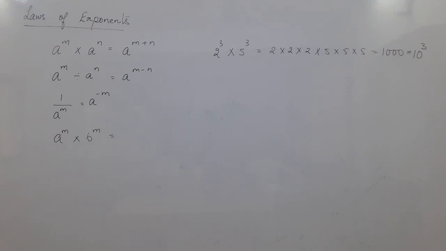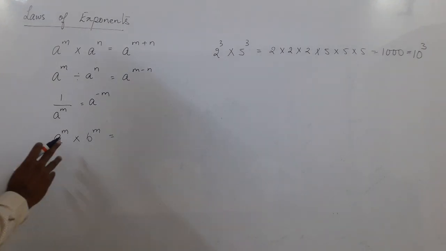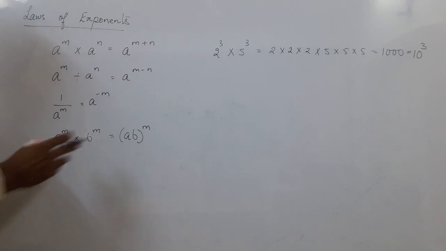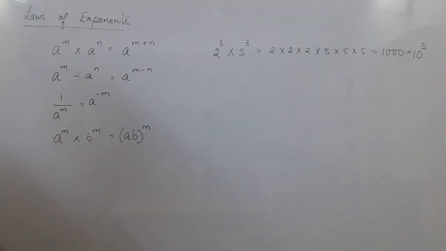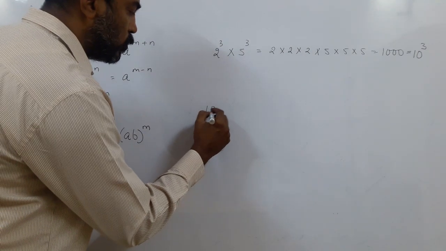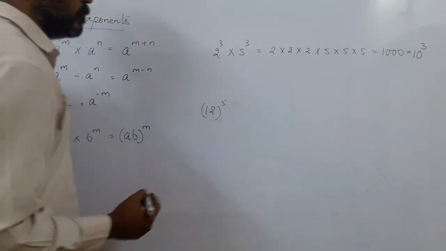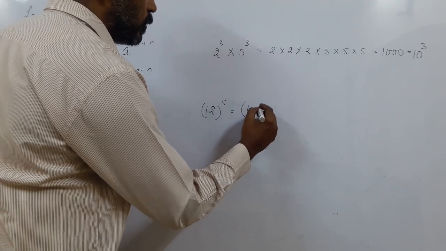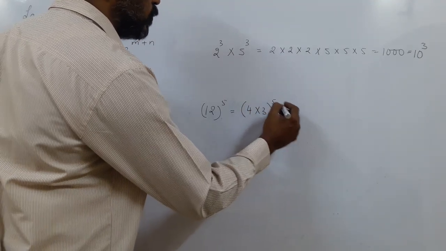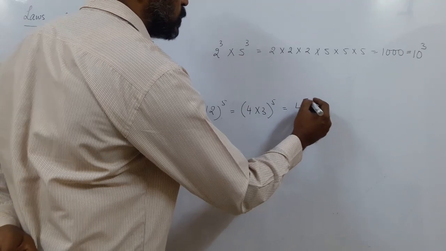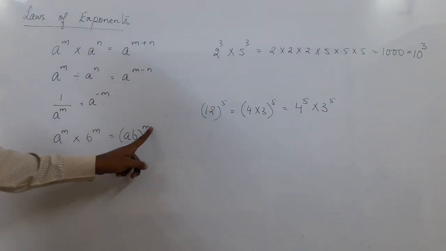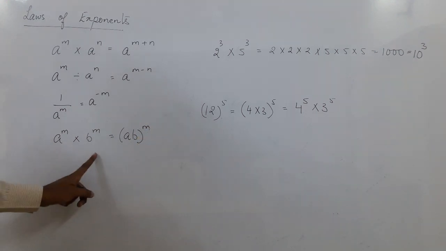Okay? So you can see now. So what is the rule we got? A raised to m into b raised to m is ab raised to m. And we can use this tool in many different ways. Suppose we have 12 raised to 5. 12 raised to 5 can be written as 4 into 3 raised to 5, which is 4 raised to 5 into 3 raised to 5, because we reverse the rule: ab raised to m is a raised to m into b raised to m.